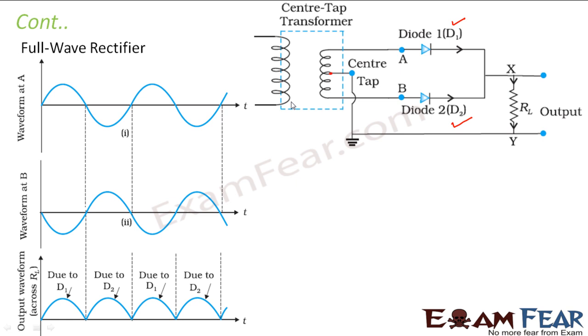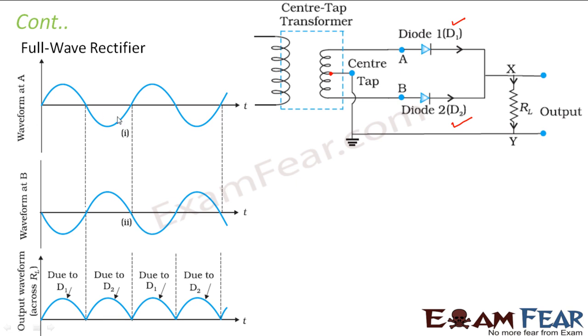Basically it has a transformer, and I taught you all these things in your earlier lessons, right? This is your primary coil, this is your secondary coil. The input voltage is applied across the primary coil, so it gets induced in the secondary coil. Now in a full wave rectifier, the center tap is there. That means the voltage at A or B is measured with respect to the center tap, right? Let us suppose this is my waveform at A and this is my waveform at B.